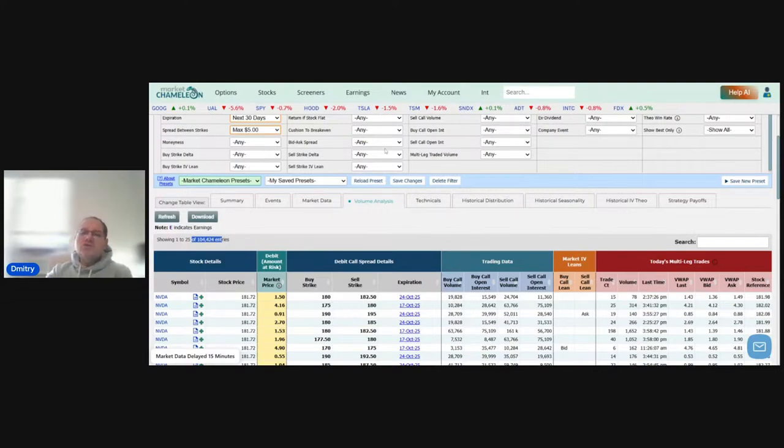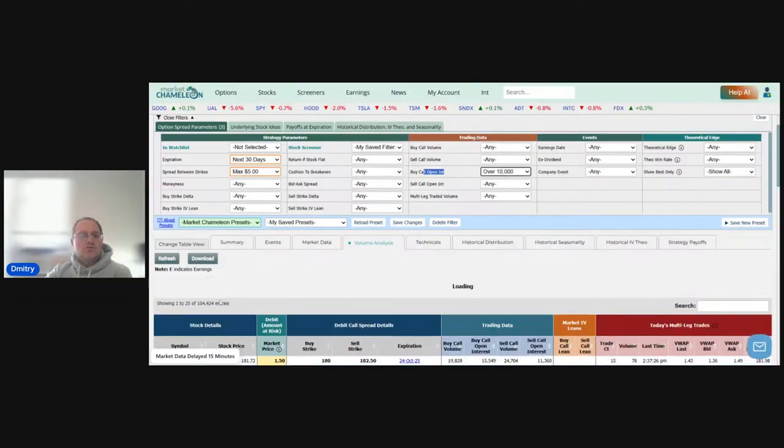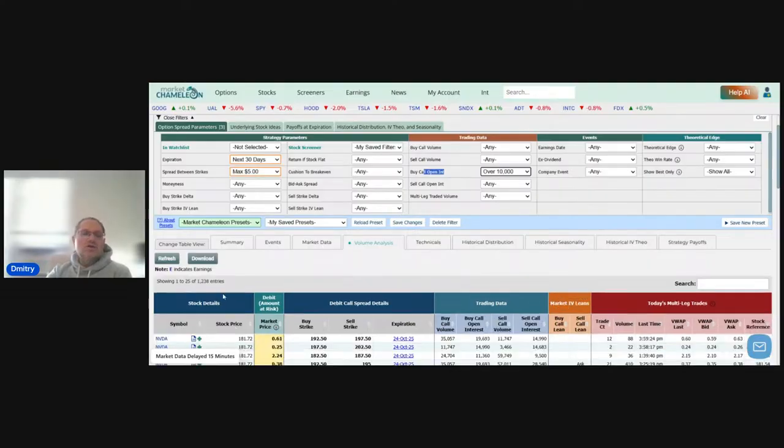Okay. So to do that, let's just set minimum open interest. Let's do over 10,000. Okay. On the buy strike. So if we do that, you'll see right now we have 104,000 different spreads. This should narrow down. So now we only have 1,200. So you could see how quickly that goes down. So that's just on one option alone. If we require 10,000 open interest contracts, that went significantly down, from 104,000 to 1,200.